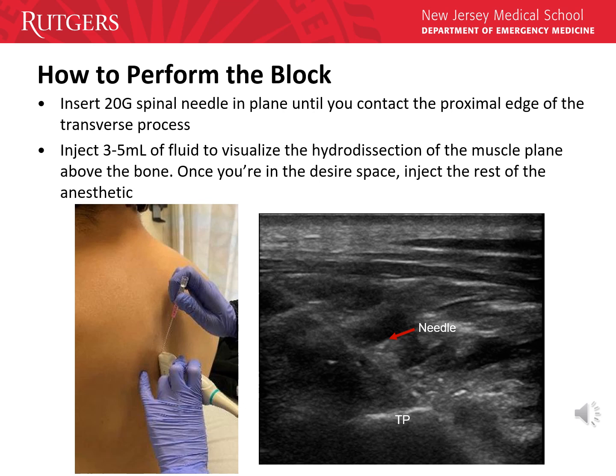Using a 20 gauge spinal needle, insert it in plane until you contact the proximal edge of the transverse processes as demonstrated in the images. Inject 3 to 5 milliliters of fluid to visualize hydrodissection of the muscle plane above the transverse process. Once in the desired space, continue injecting the rest of the anesthetic.